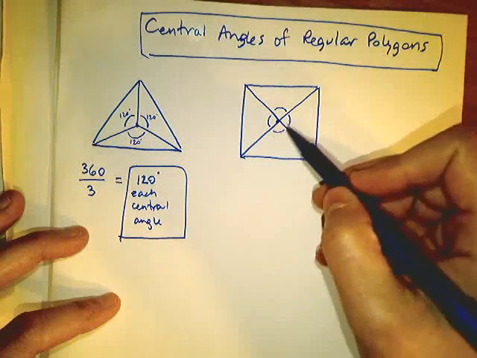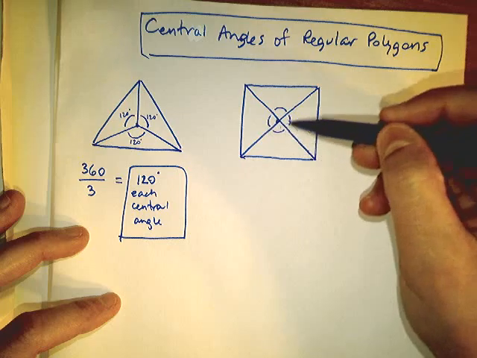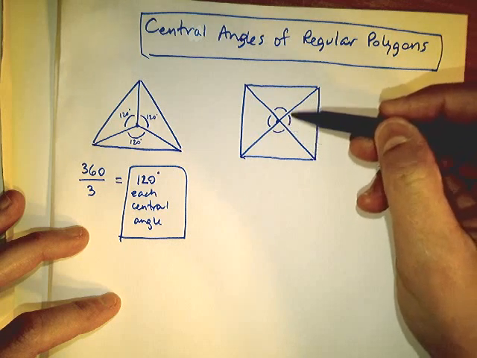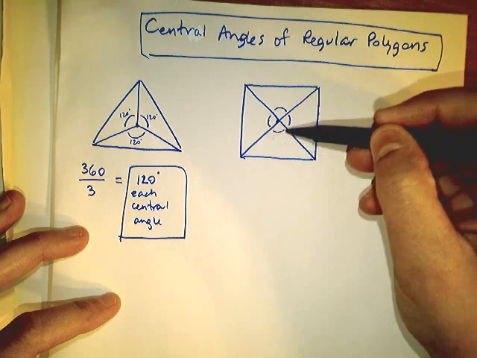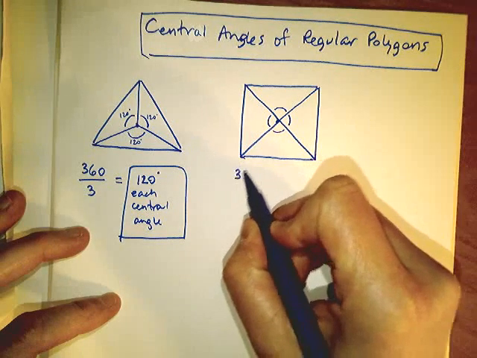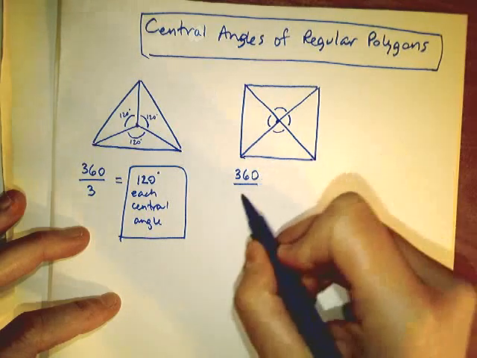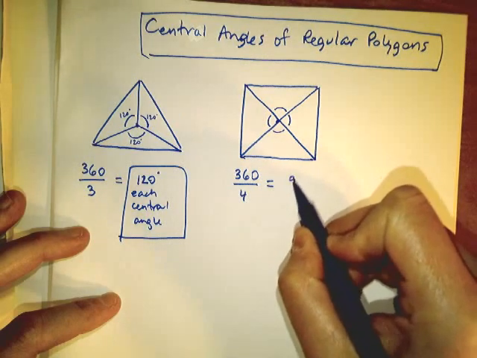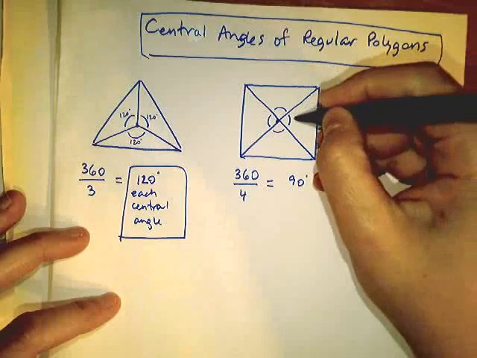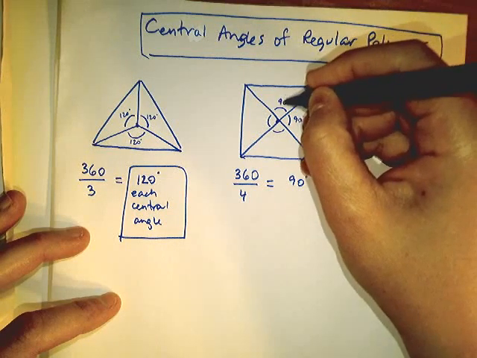So how much is each one of these central angles? Well, they're all the same as each other, and they add up to a full circle, which is 360 degrees. So to calculate each one, we could take 360 and divide it into 4 equal pieces, and we get, as you may already have figured out, 90 degrees.